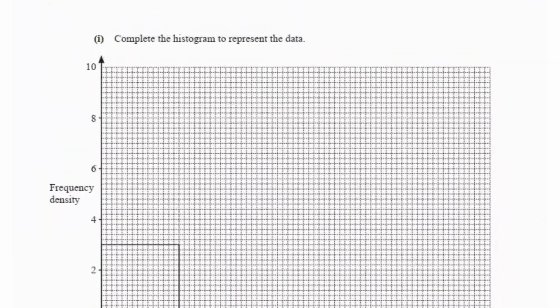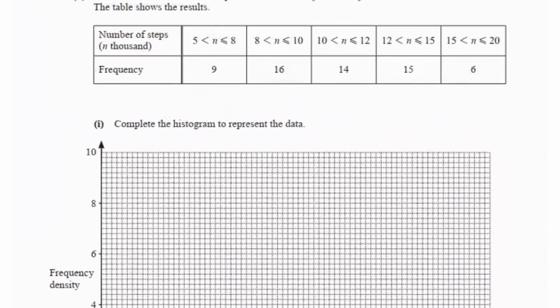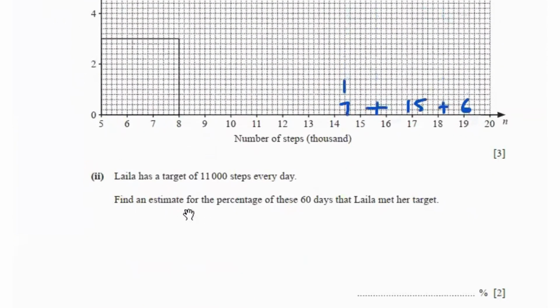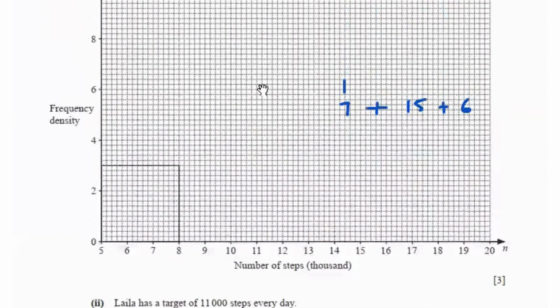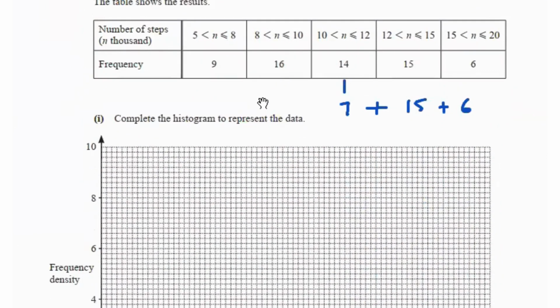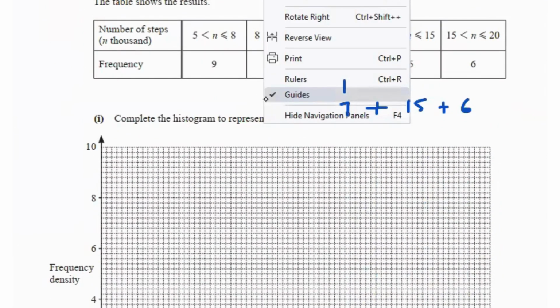So 11,000 steps every day is going to be starting from here, but it's going to be in the middle. So we're going to take 7 from here, 15 from here, and 6 from here. Why 7? Because we have 10 to 11 and 11 to 12, and 11 is right in the middle of 10 and 12. Which means we're starting from 11,000, because it says Leila has a target of 11,000 steps every day. So we can't include the 10,000 part, which is less than 11,000. So we start at 11,000.